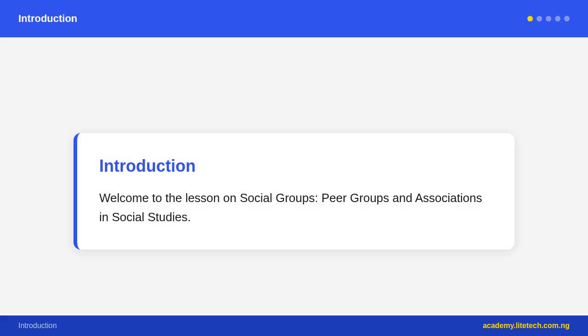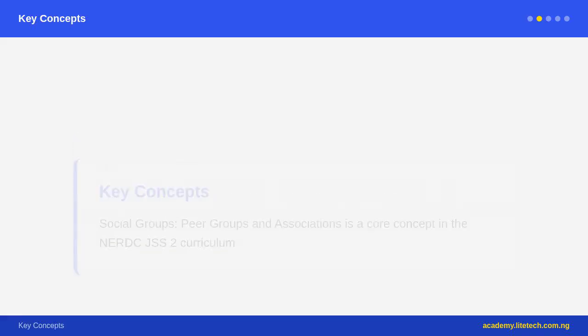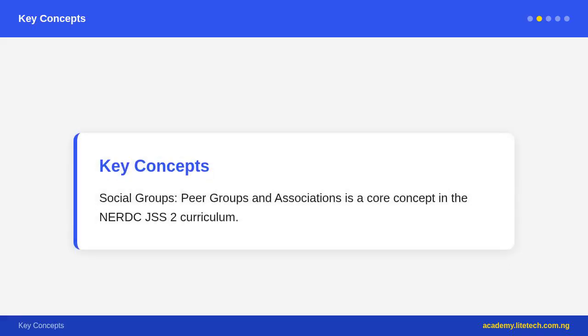Secondary groups are larger, more formally organized groups where relationships are more impersonal and task-oriented. Members come together for a specific purpose, to work, study, worship, or pursue a common goal, rather than for emotional support. A school class, a business organization, a trade union, and a political party are examples of secondary groups.